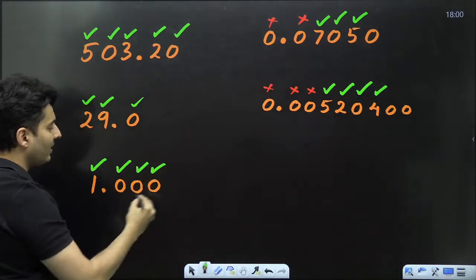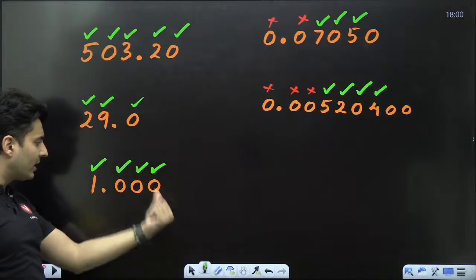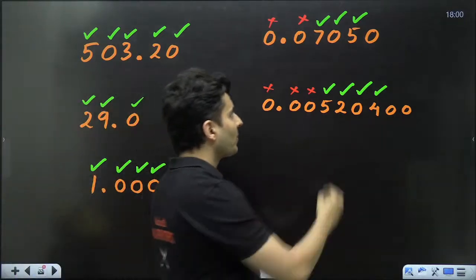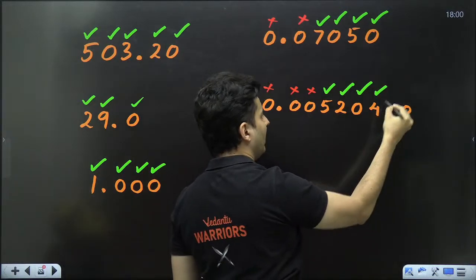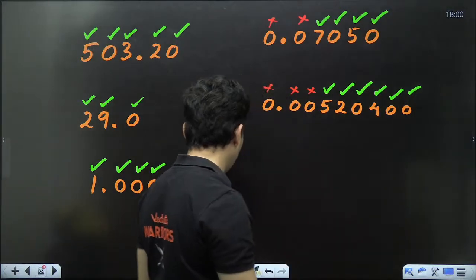All these 3 zeros are after the decimal and after the non-zero. They are going to be significant.